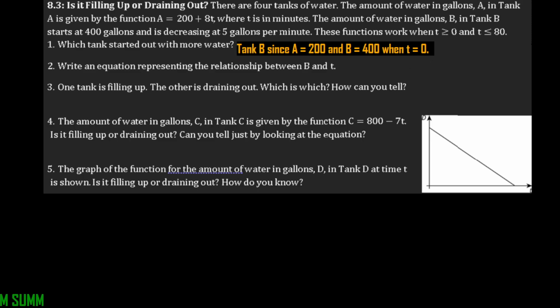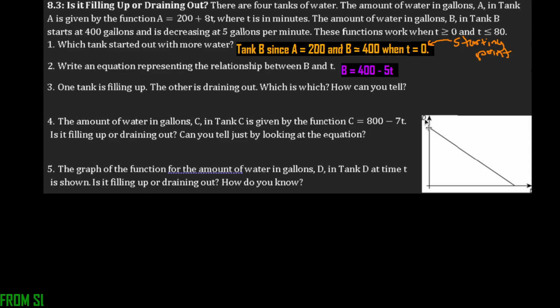When t equals 0, that's our starting point. Then it says write an equation that represents the relationship between B and t. So B equals 400 minus 5t, because we start out at 400 and we're decreasing, or draining out, by 5 gallons per minute for every t minutes.